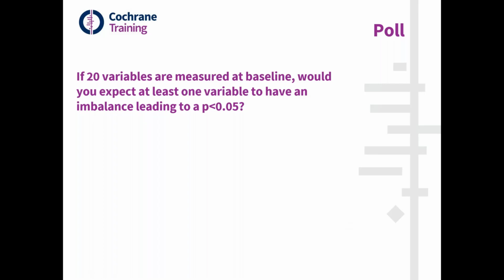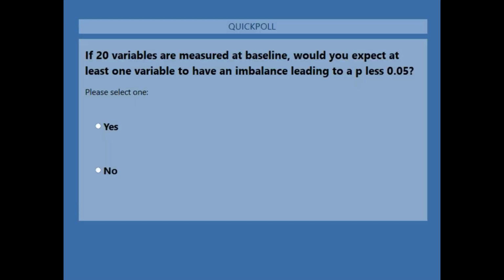So just to again try and emphasize the difference between things which can happen by chance and the things which might be suggestive of problems during the randomization process. Just got a quick question for you. If 20 variables are measured at baseline, would you expect at least one variable to have an imbalance leading to a p-value less than 0.05?